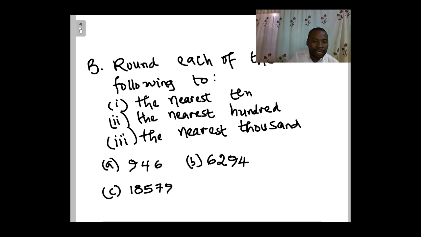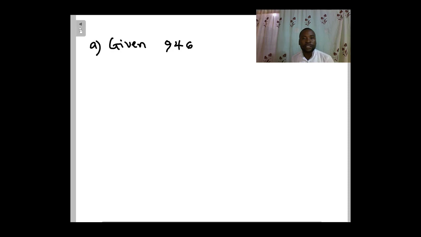Okay, so let's pick the first number there, which is 946. We want to round this number, first of all, to the nearest 10. We're going to round it first to the nearest 10, then we'll round it to the nearest 100, and finally to the nearest 1,000.